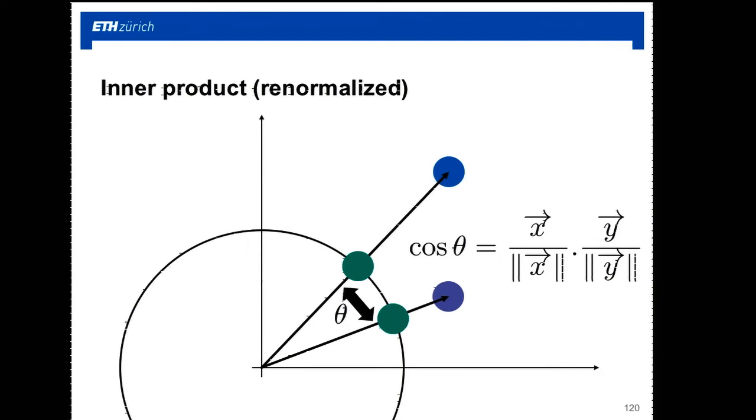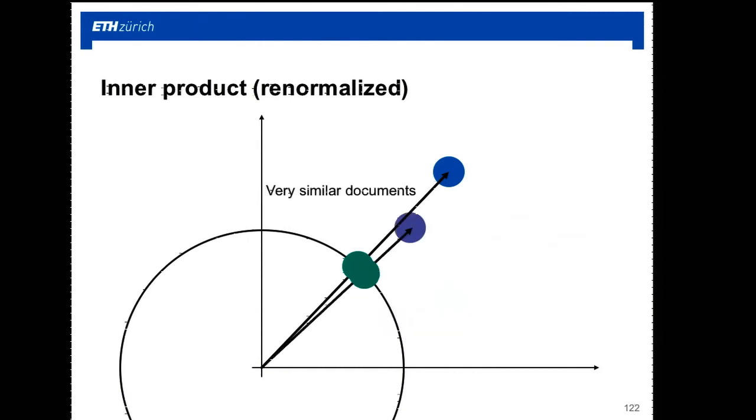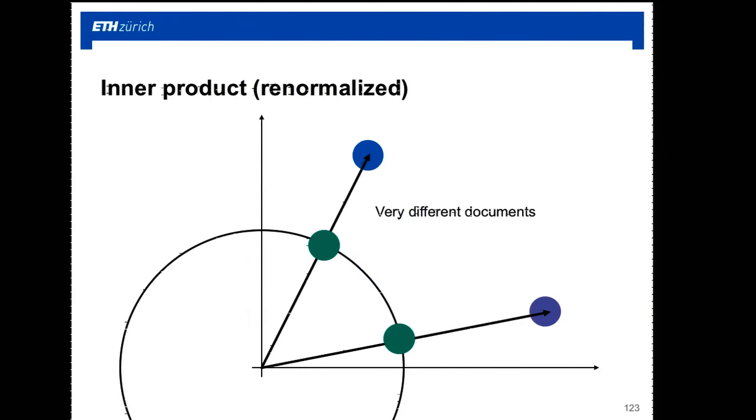It's very, very mathematical. So now, of course, we will need to do some computations on that. So this is a good quantification of similitudes. I'm insisting it's the similitudes. If it's similar, it's higher. If it's dissimilar, it's lower. So these are very similar documents. These are very different documents.